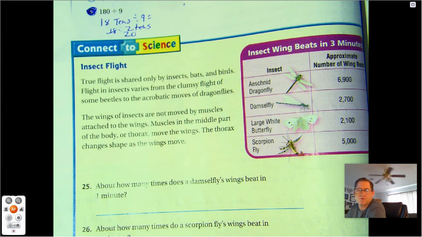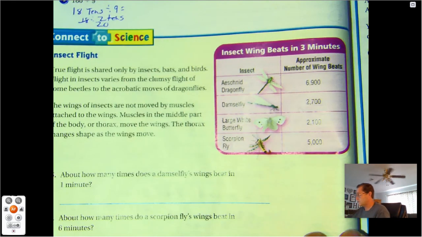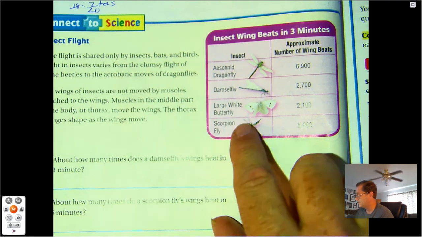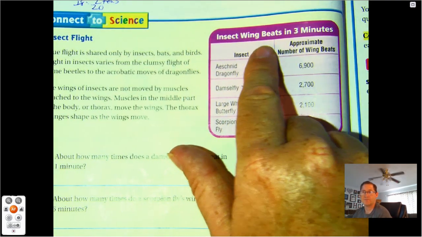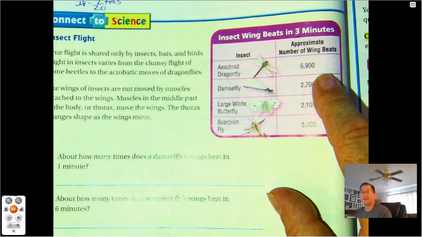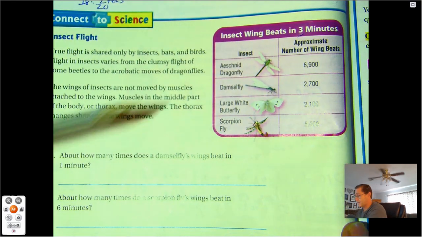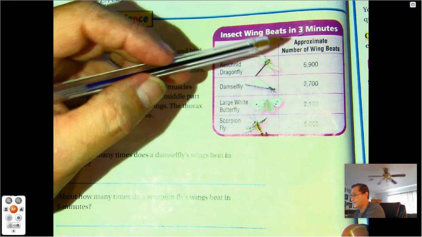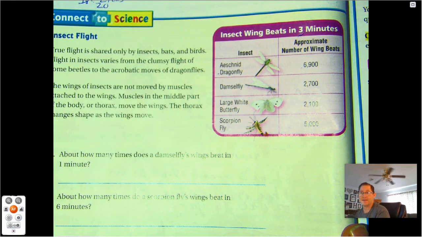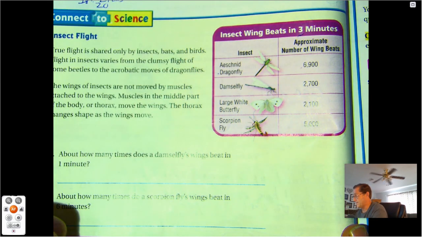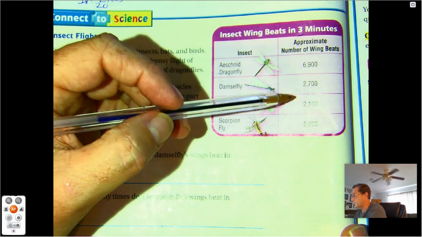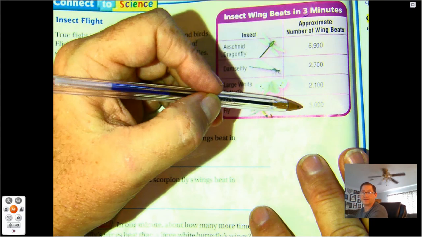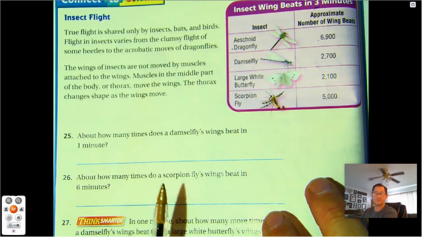So over here, this is our table. And we said whenever we have a table or a chart, we want to make sure we understand what it's telling us. So our title is Insect Wing Beats in 3 minutes. So this is how many times their wings beat in 3 minutes. The dragonfly, 6,900 beats in 3 minutes. The damselfly, 2,700 beats in 3 minutes. The butterfly, 2,100 times in 3 minutes. And the scorpionfly, 5,000 times in 3 minutes. So about how many times does a damselfly's wings beat in 1 minute?